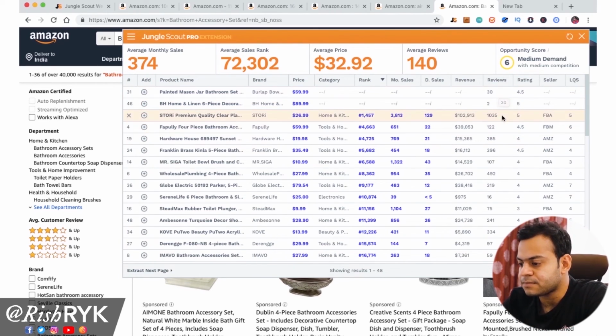Right, so let's go through the listing. I see this one has a rank of about 1400 and it's selling 3,800 units on average in a month. Let's look at somebody who is actually having fewer reviews.